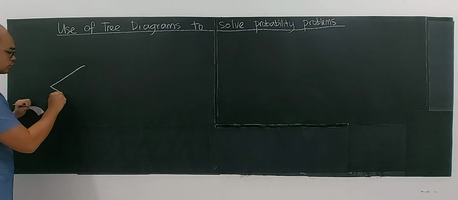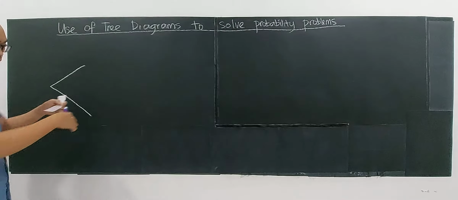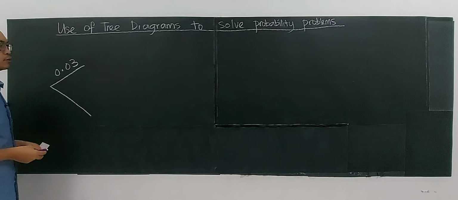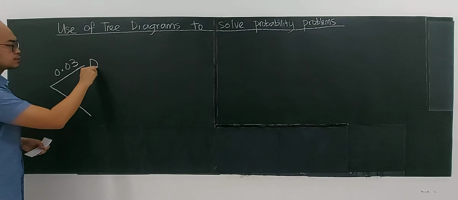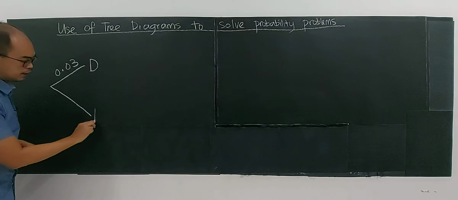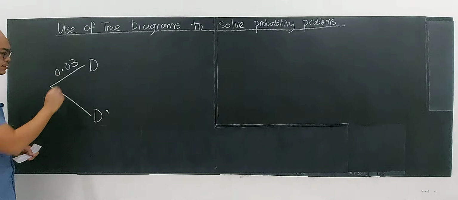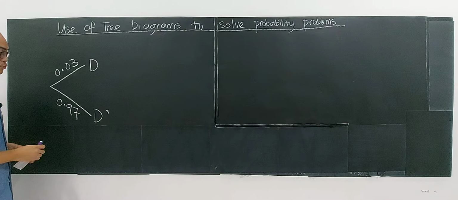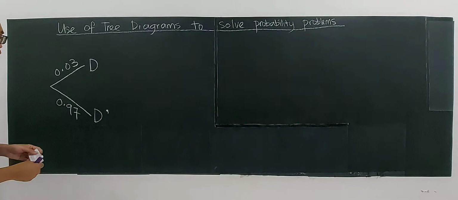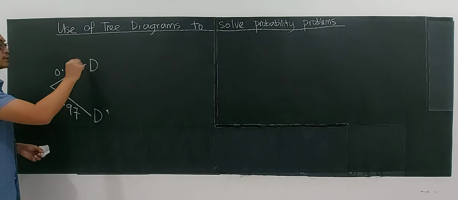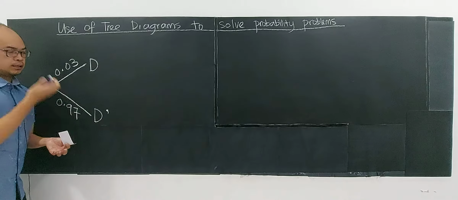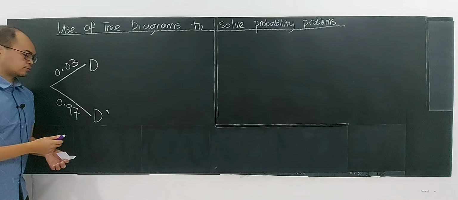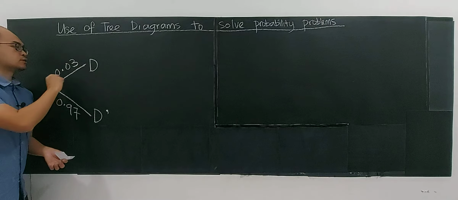So then they know that among a population, 3%, which is 0.03, will have that disease. And 97%, which is 0.97, will not. Totaled up, these two will be 1. So among the population, either they have the disease or they don't have that disease. So with the disease is 0.03.